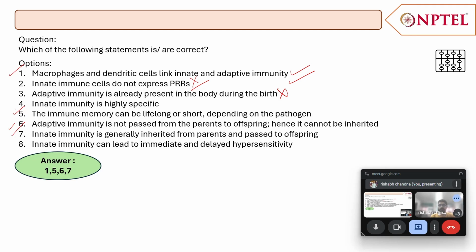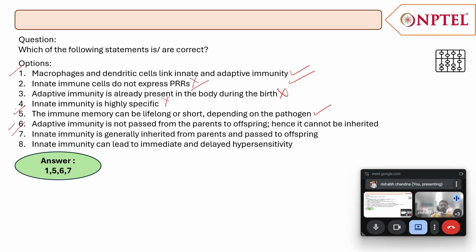Innate immunity is highly specific. No, this is false. Innate immunity is broad in nature, while adaptive immunity is specific in nature. The immune memory can be lifelong or short depending on the pathogen. Yes, this is correct, because some viruses produce antibodies that are lifelong, but some viruses produce antibodies that are short lived.